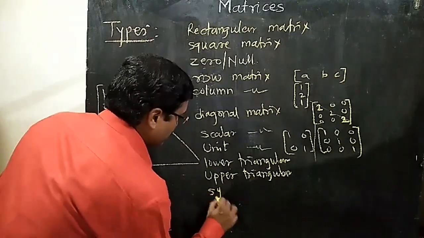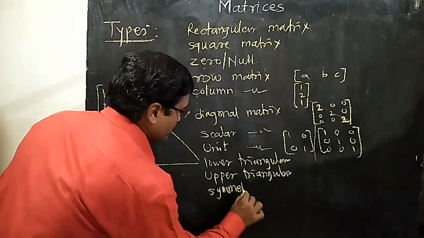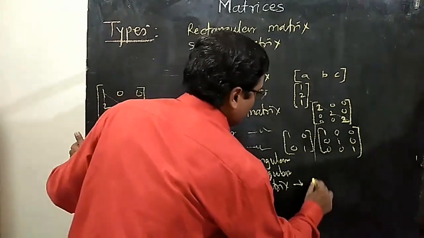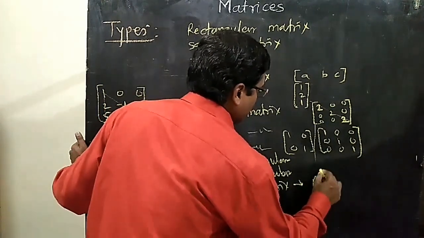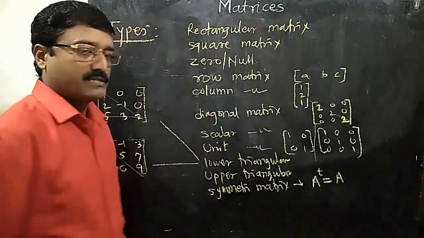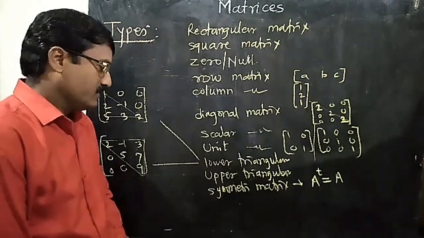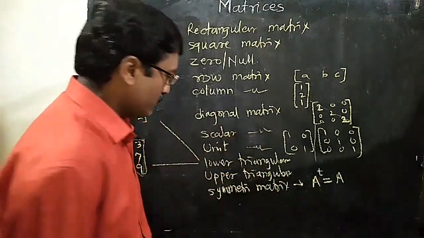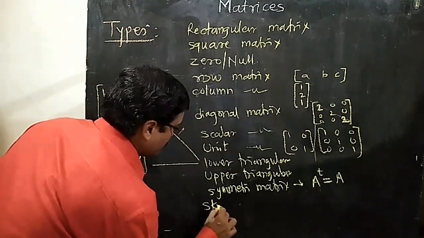Then symmetric matrix. Symmetric matrix means if you take the transpose of matrix and if you get the same matrix again, then that matrix is said to be symmetric matrix. Transpose means interchange of rows and columns. Then skew symmetric matrix.